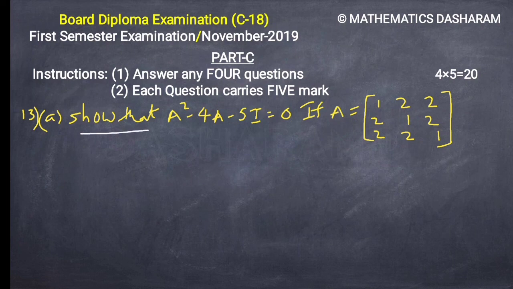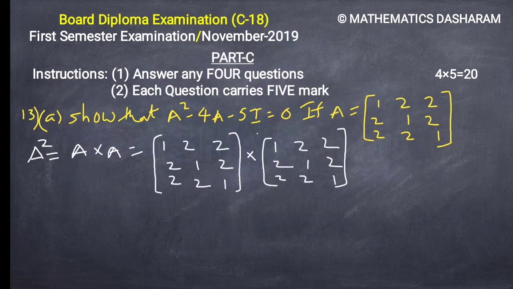Show that A squared minus 4A minus 5I equals 0, if A equals the 3 by 3 matrix given. This is a question asked from the matrices chapter. First we have to find A squared, that is A into A. So matrix A is... so let's do the multiplication here.